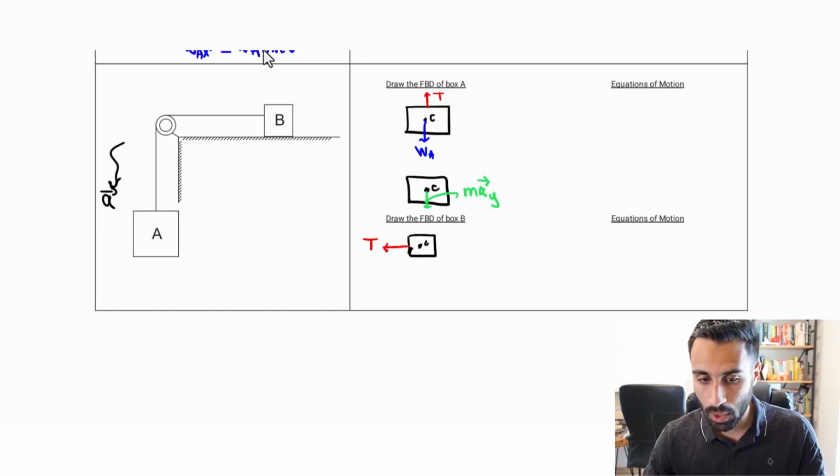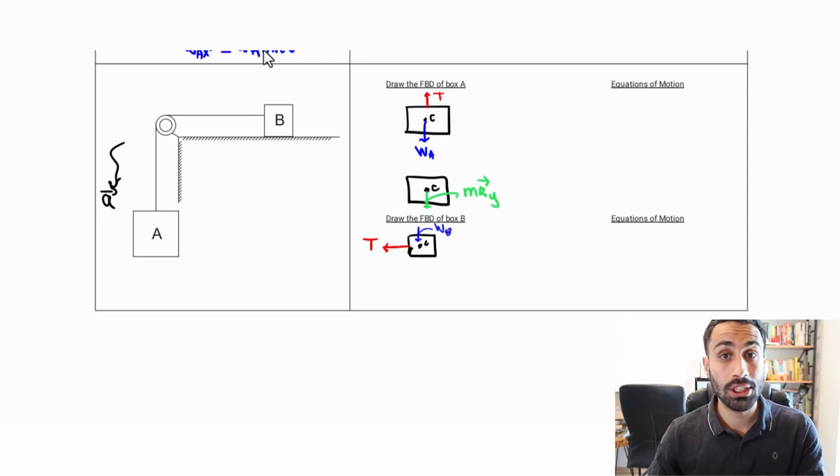For this one, we have the weight. We have the weight of block B. So let's denote that like this. This is the weight of block B. And that goes in the y, strictly in the y. We have the normal force at B, so that's going to go up. Normal at B. And we do have friction.